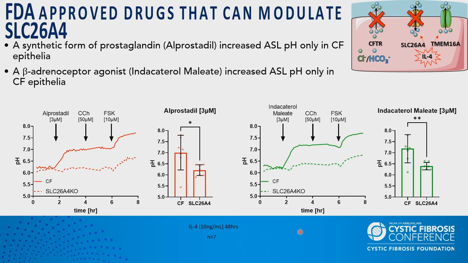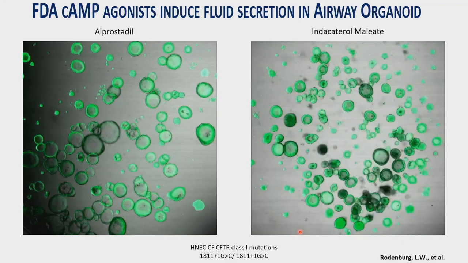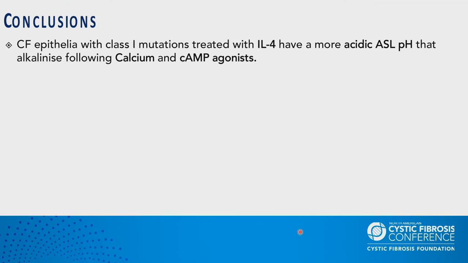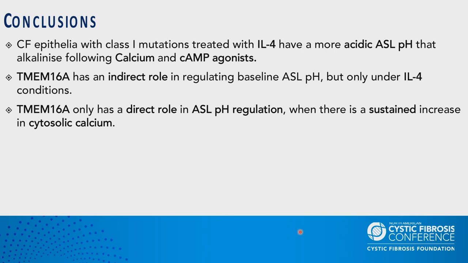Interestingly, we found that those two compounds were also able to induce fluid secretion in our organoids in a different class 1 mutation. So to conclude, what I found is that CF epithelia with class 1 mutation treated with interleukin-4 have a more acidic pH that will alkalinize following calcium and cyclic AMP stimuli. TMEM16A has an indirect role in regulating baseline acid pH, but only under interleukin-4 condition, and has a direct role in the acid pH regulation in sustained increase of cytosolic calcium.